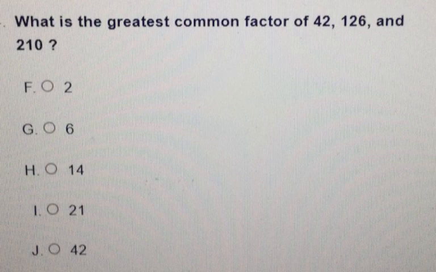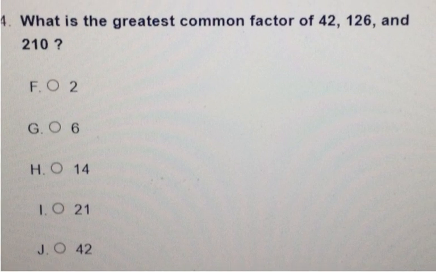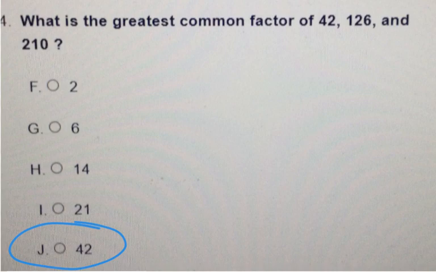Don't put it on the board. What'd you get? J, 42. And how did you get J? Divided a lot. You did a lot? Divided by 7 at first. Yeah. Why? Oh, 21 is also a multiple of 42. And I'm like, oh, wait.